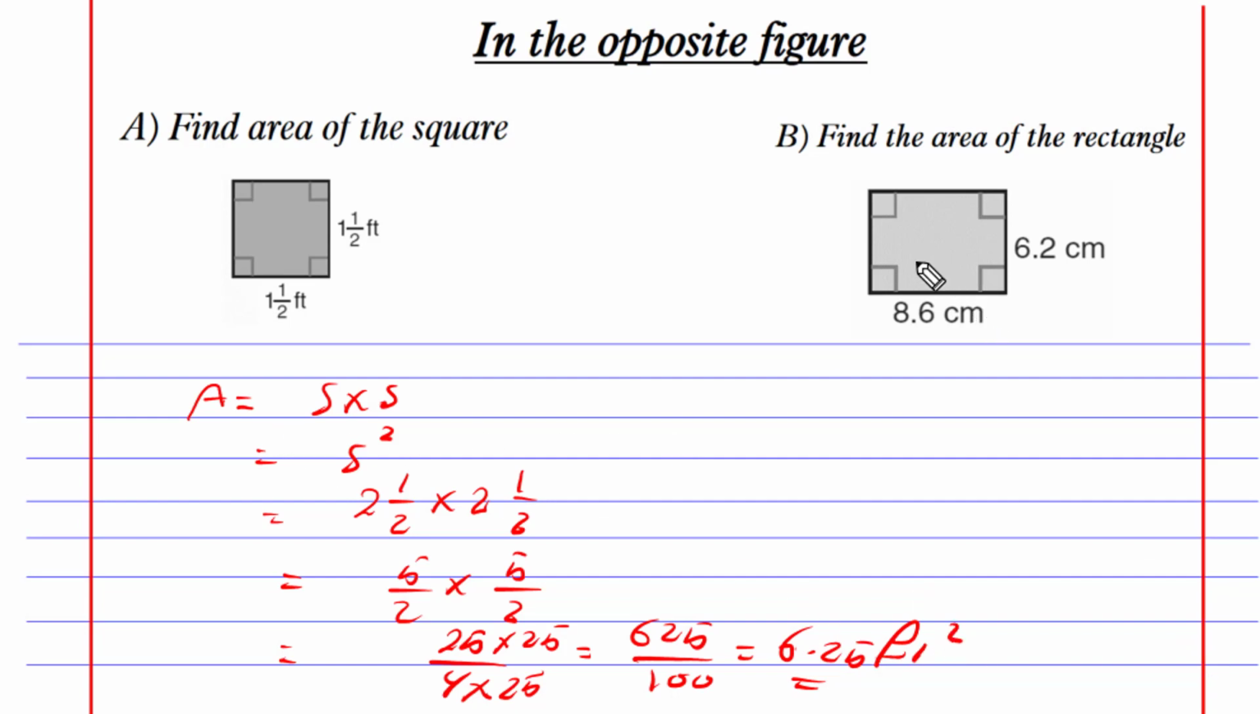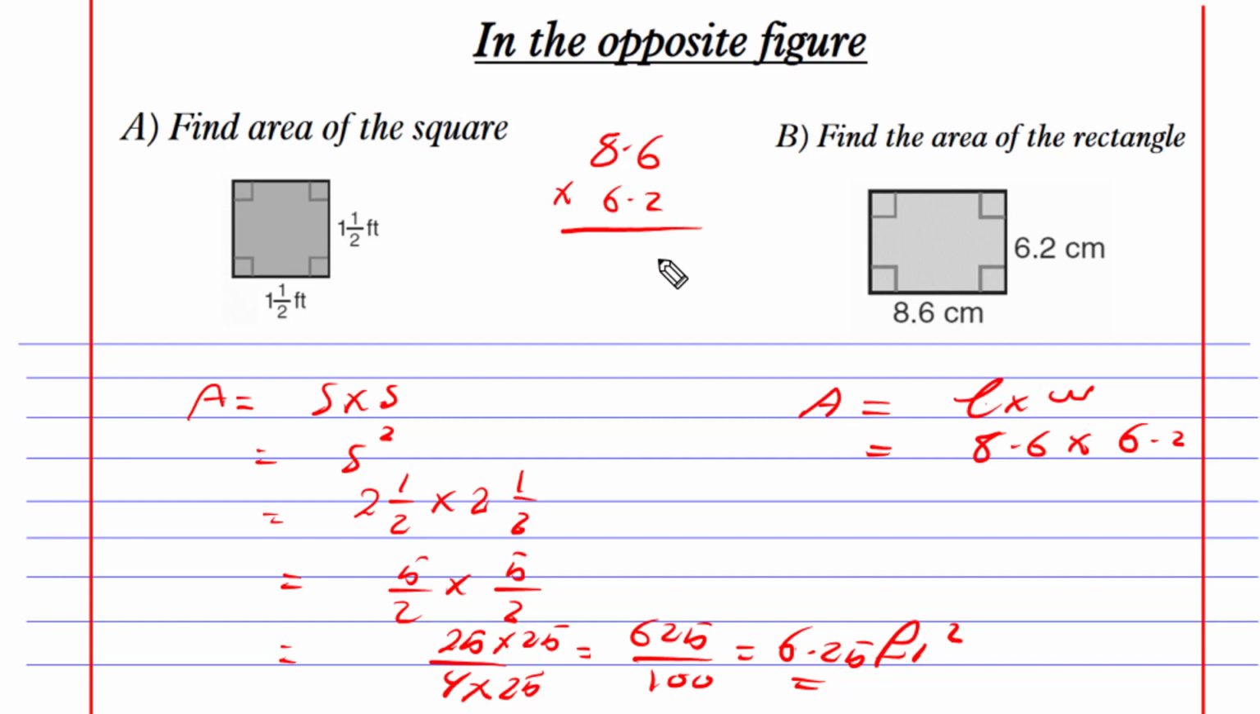To find the area of the rectangle, we will multiply the 2 dimensions, length times width. We studied before the formula to find here the area of the rectangle. It will be 8.6 times 6.2. How can we multiply 8.6 times 6.2? Ignore the decimal point. Then we can multiply 86 by 62.